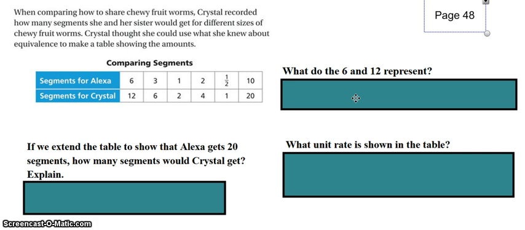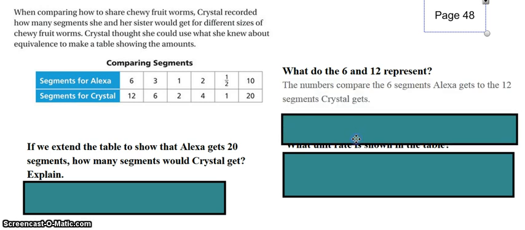If you want to pause the video to give yourself some extra think time, you can. If not, I'm just going to go on and show you the answer. So in this case, the 6 and the 12 are the numbers that compare the 6 segments Alexa gets to the 12 segments Crystal gets. So that means for every 6 segments Alexa gets, Crystal gets 12.